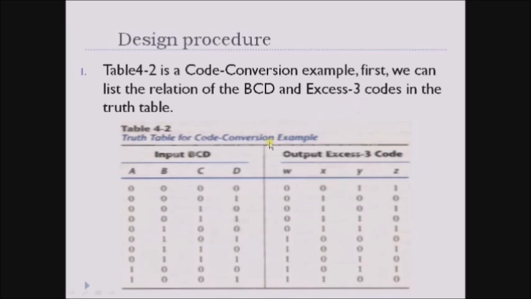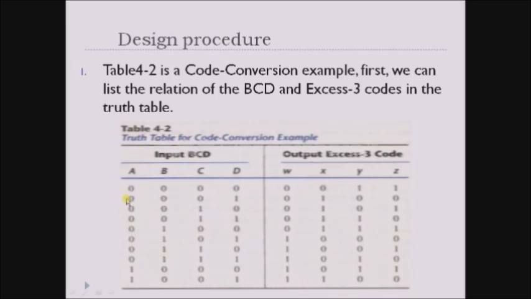Now let us draw the truth table here. A, B, C, D are inputs, and W, X, Y, Z are outputs. I'm giving the input as a BCD value, and I'm getting the output as an X3 code. So here my first input is 0, 0, 0, 0, therefore I'll get 0, 0, 1, 1. Why? Because by adding 3 to this BCD input, you'll get the X3 code output.